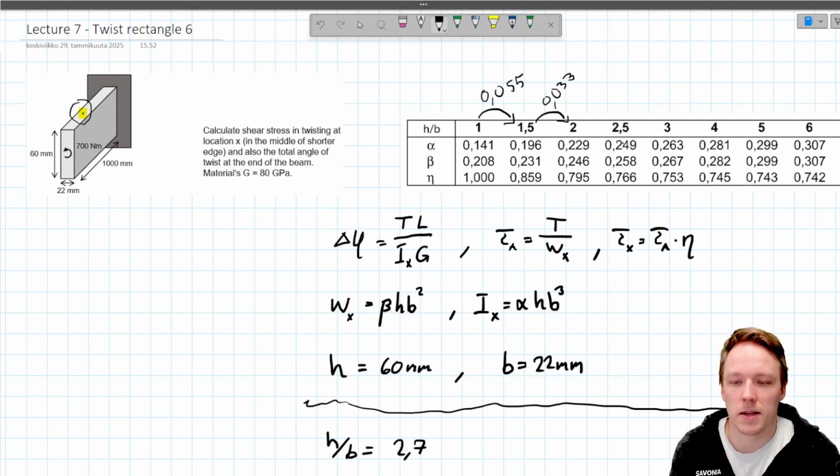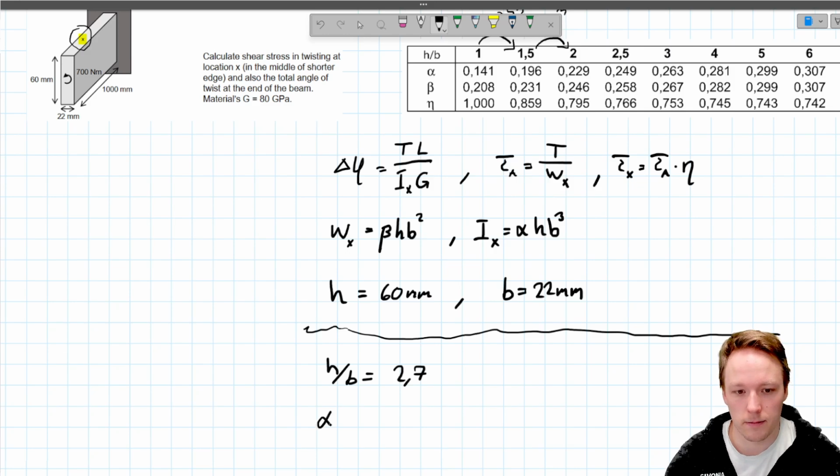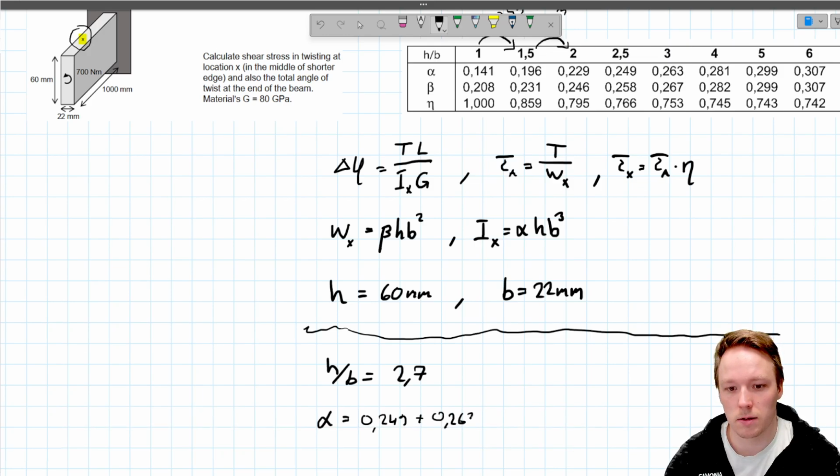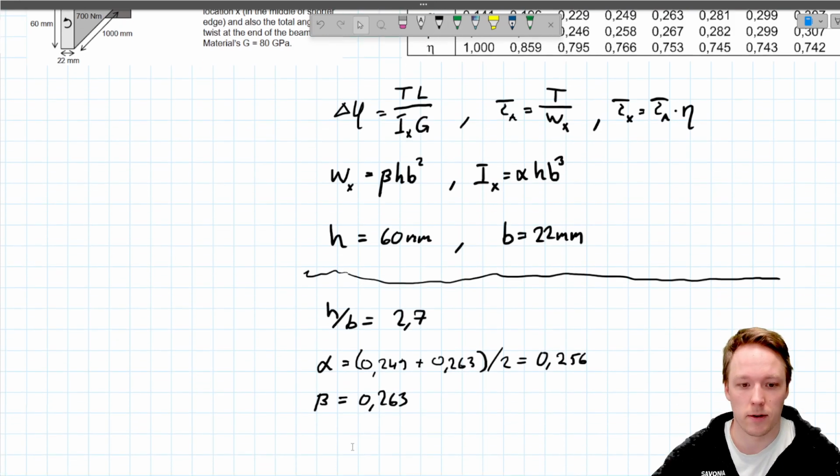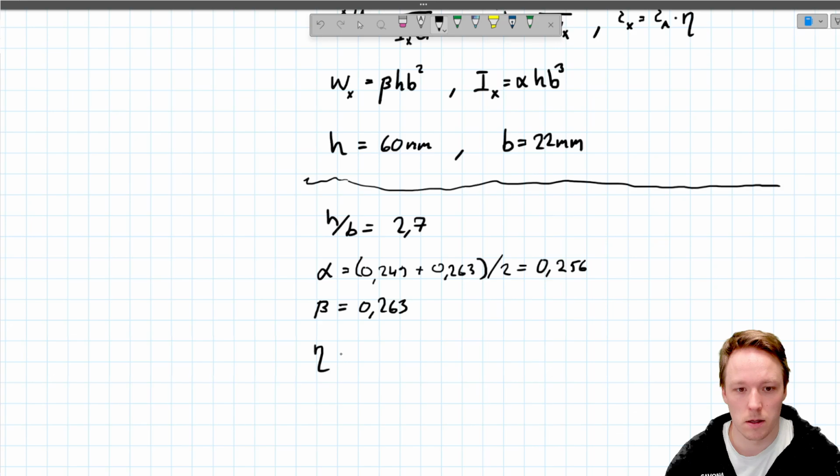We do it so that we calculate the average of alpha from the ratios of 2.5 and 3. In this case, we take 0.249 plus 0.263, and we take the average of this, and that will be 0.256. Beta, calculated in exactly the same way, will be 0.263, and finally the eta will be 0.76.